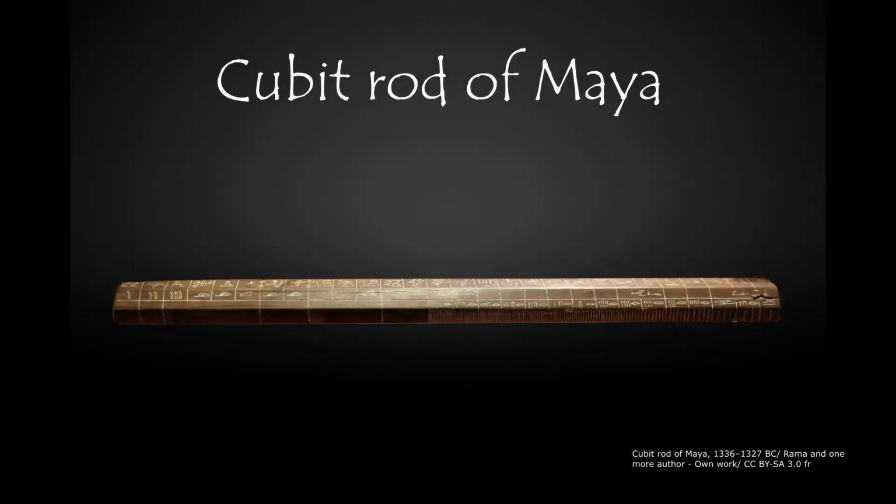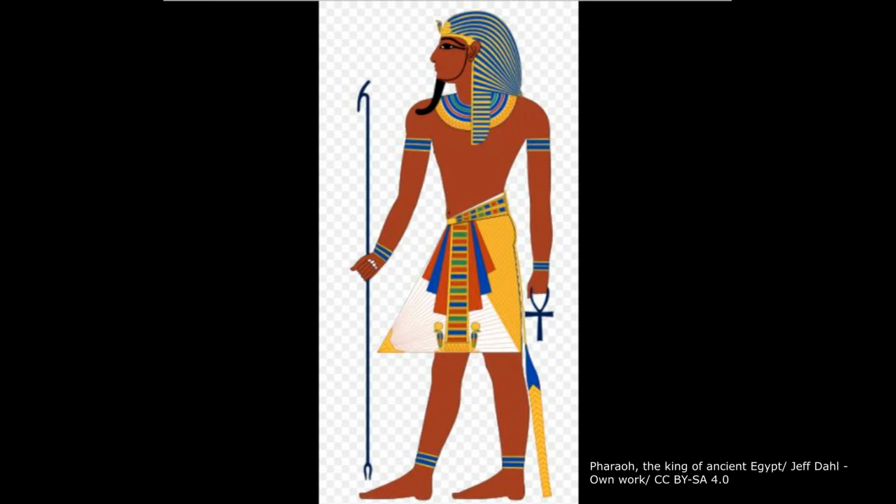Ancient Egypt used the cubit as a standard length of measurement. It is defined by the length of the pharaoh's forearm, as measured from the tip of his forefinger to the middle of his elbow.